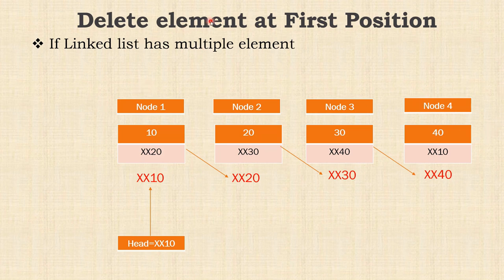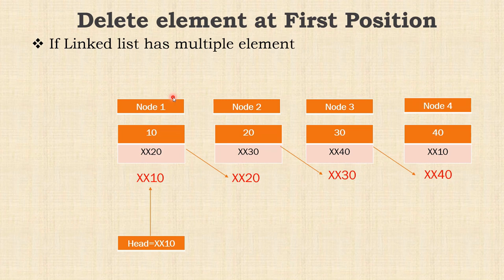So now we are going to delete the element at the first position. This is our first position, so it should be deleted, and instead of this, head should point to xx20. Now head is pointing to xx10, so head should point to xx20, and this should be deleted. And in node 4 we are getting xx10, which is the address of your first node. So instead of xx10, it should be xx20, because this first node will not be available after deletion of this node.